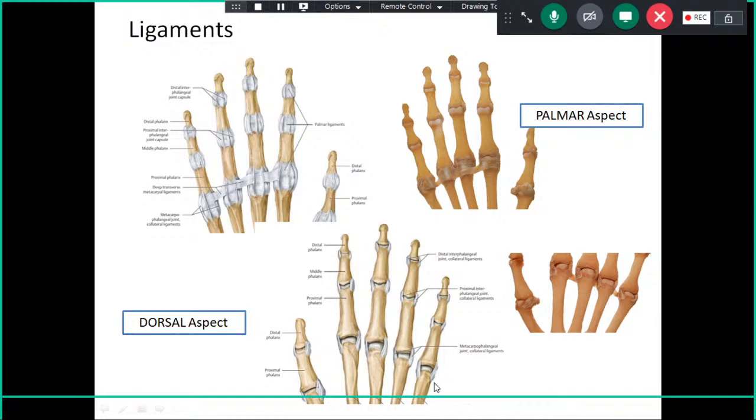And on the dorsal side, you can see from the sides, these are the collateral ligaments. You can see the collateral ligaments from here.